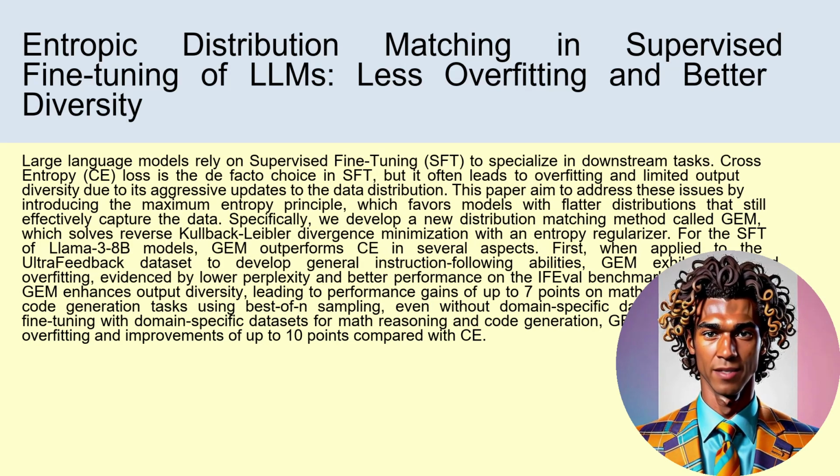To combat this, the research introduces a new approach called Generative Entropic Matching, which uses a technique called maximum entropy principle to encourage the model to learn a more generalized and diverse representation of the data. This approach results in LLMs that are less prone to overfitting, producing more diverse and accurate responses, especially in domains like math, reasoning, and code generation.